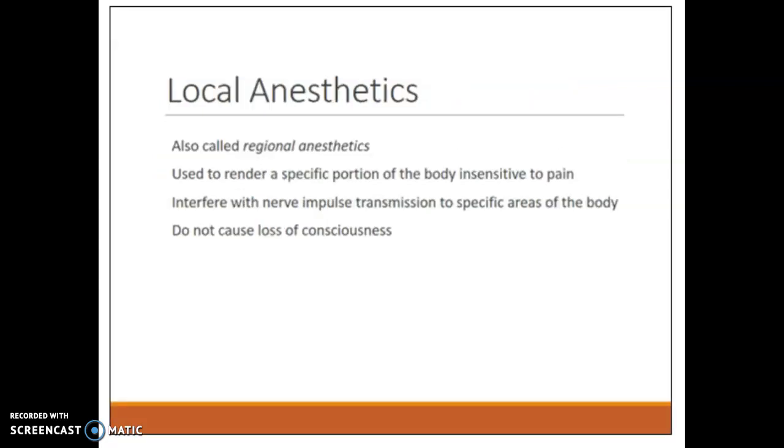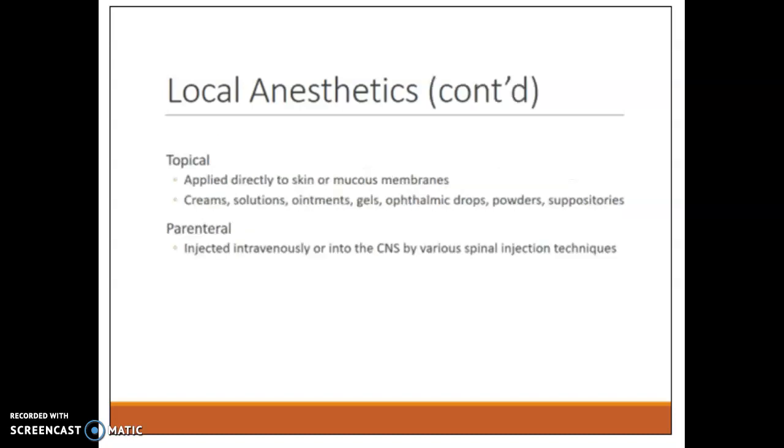Local anesthetics are also called regional anesthetics, and they're used to render a specific portion of the body insensitive to pain. They interfere with nerve impulse transmission to a specific area of the body, and they do not cause a loss of consciousness. These can be topical, where they're applied directly to the skin or mucous membrane, so there are things like creams, solutions, and ointments. If you're using an ophthalmic drop or gel, make sure that it is a solution topical specifically for the eye. There are also powders and suppositories available.